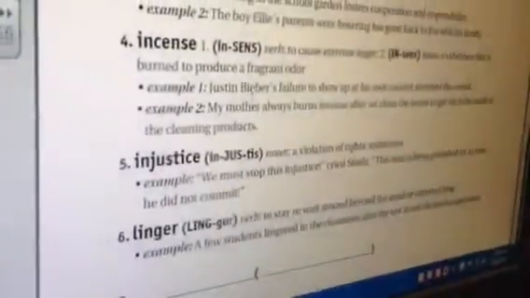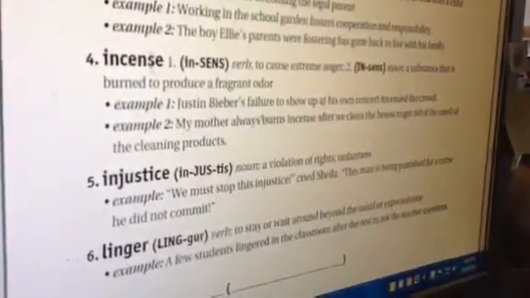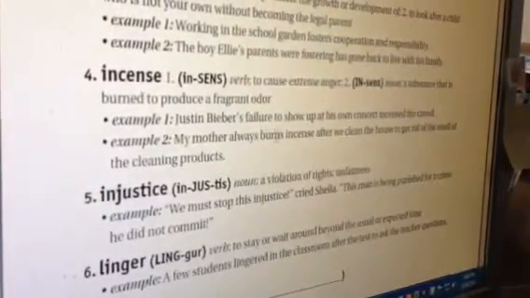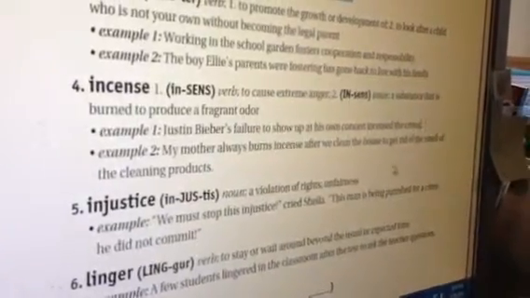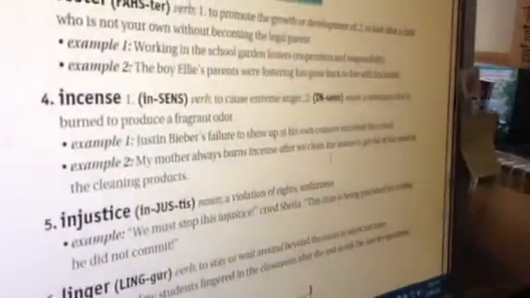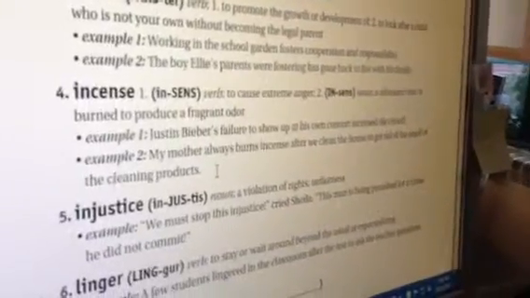So, incense. Example 1 sentence for incense is Justin Bieber's failure to show up at his own concert incensed the crowd. They got very angry because he didn't show up. I was very angry too. I was there. Justin, where were you? Okay? And example 2 says, my mother always burns incense after we clean the house to get rid of the smell of the cleaning products. I don't know how healthy that is. Maybe they're organic incense. I don't know.